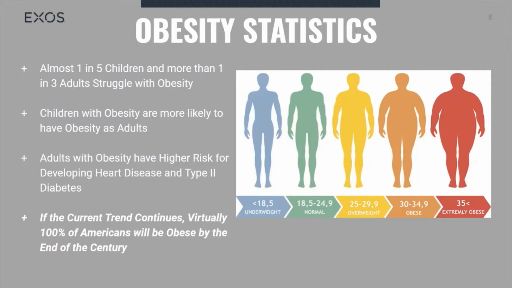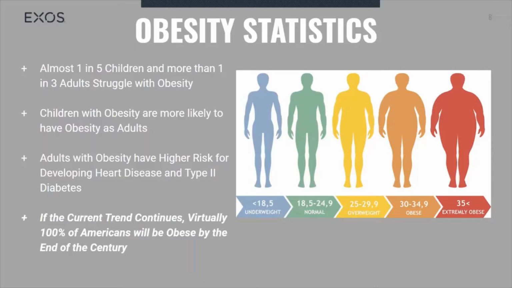Almost 1 in 5 children and more than 1 in 3 adults struggle with obesity. Children with obesity are more likely to have obesity as an adult. And adults with obesity have higher risk for developing heart disease and type 2 diabetes. And this was a very startling statistic I found, that if the current trend continues, virtually 100% of Americans are going to be obese by the end of the century.